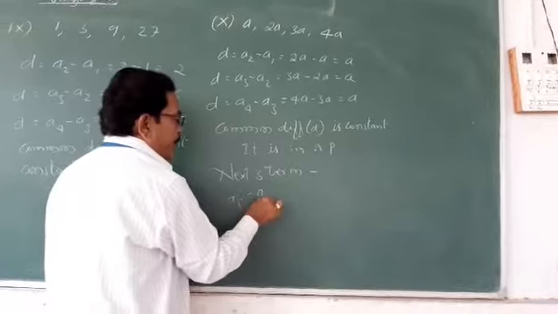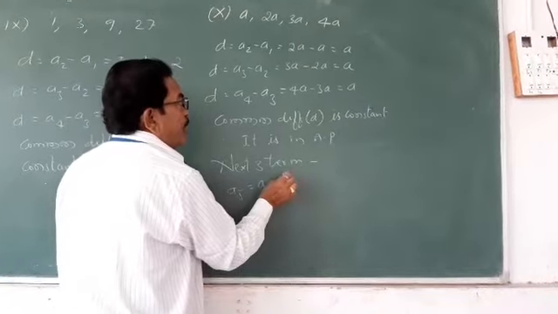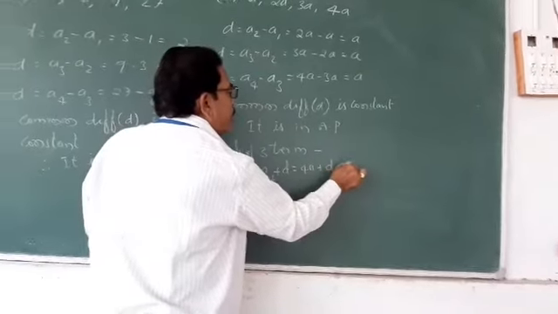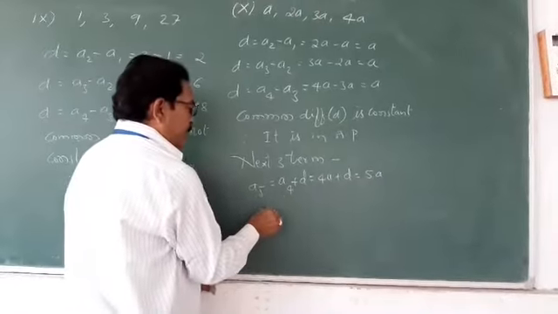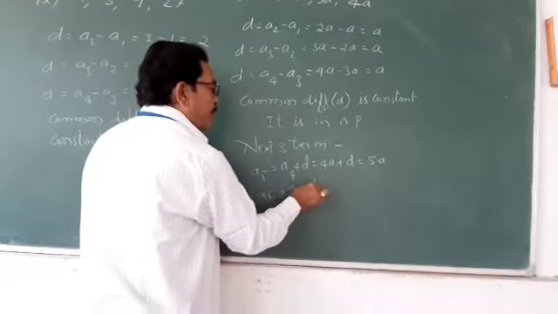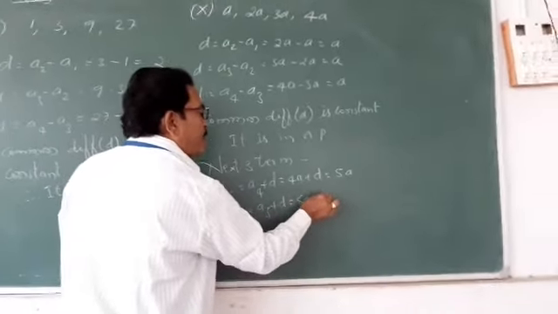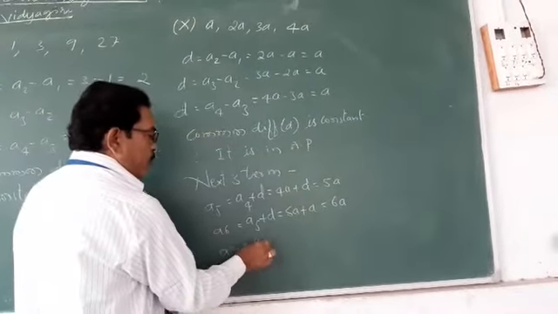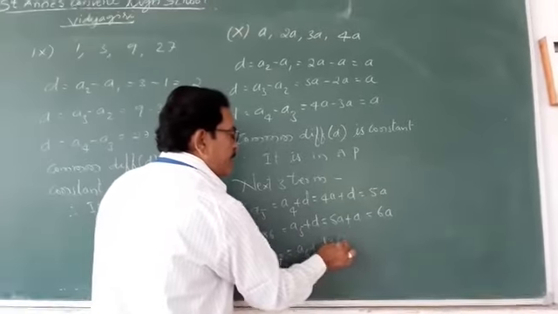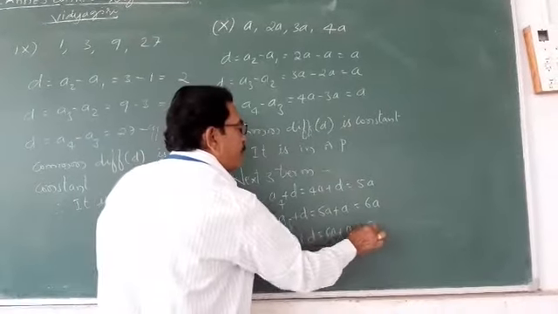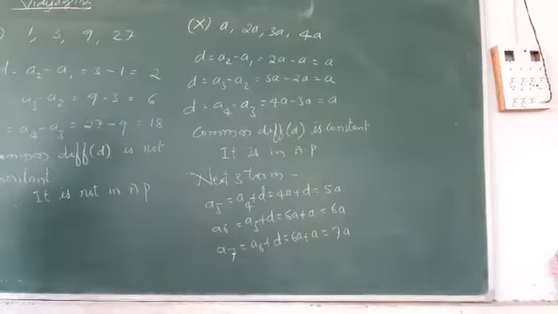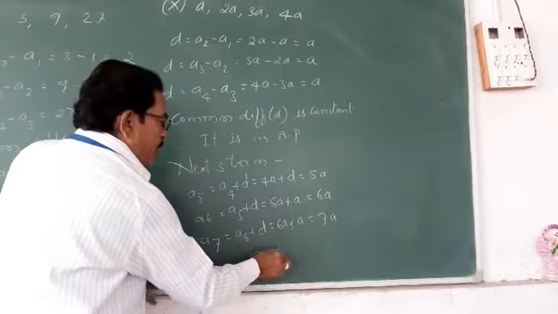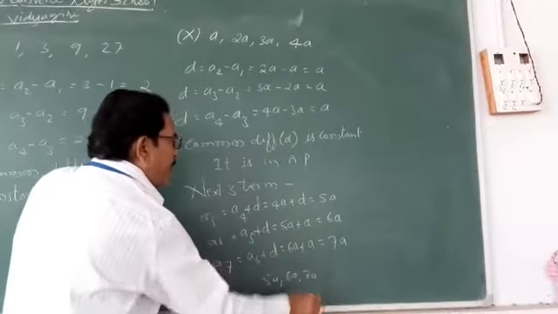That is a fifth equals a fourth plus d. a fourth is 4a, plus a, that is 5a. Then a sixth equals a fifth plus d, that is 5a plus a, that is 6a. Then a seventh equals a sixth plus d, that is 6a plus a, that is equal to 7a. So the next three terms are 5a, 6a, 7a.